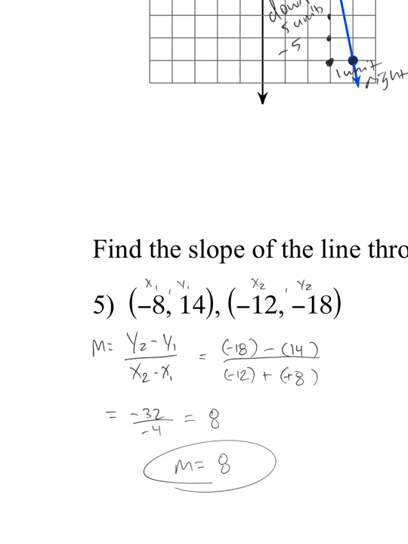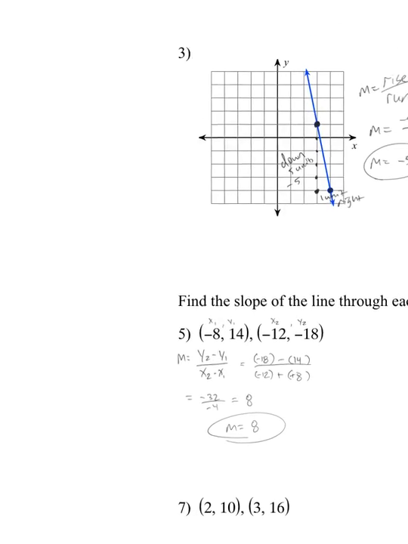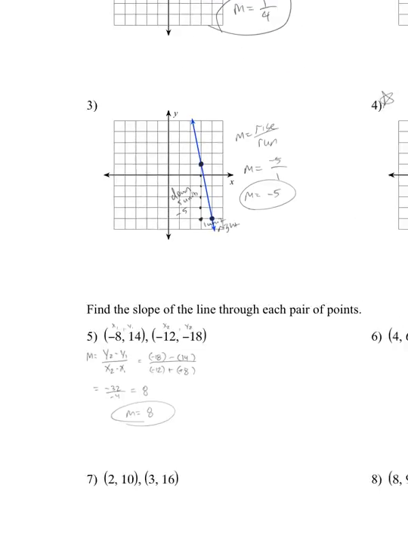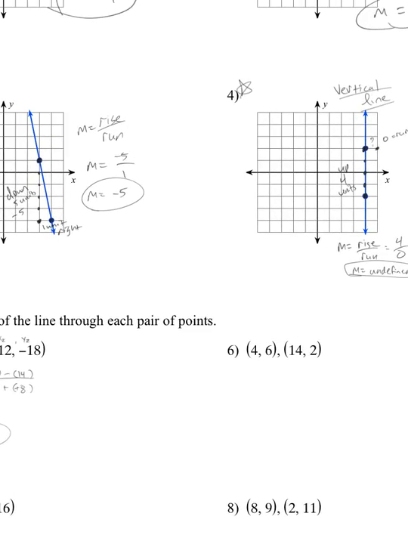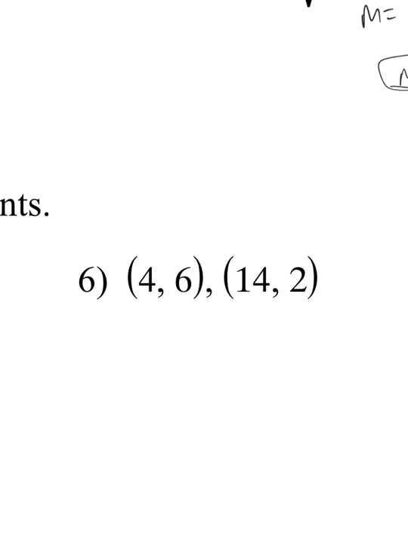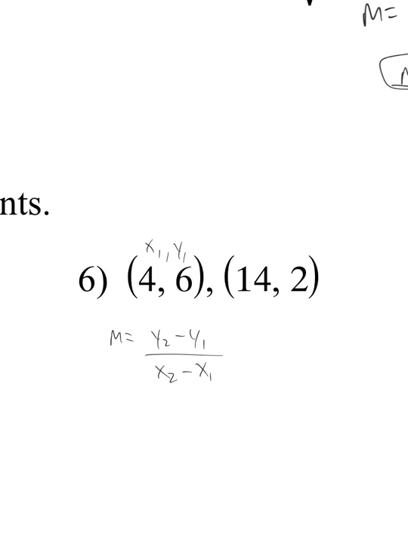Okay, guys, I want to show you one more example here. We'll take a look at number 6. Again, our formula: y2 minus y1 over x2 minus x1. So label your points, x1, y1, x2, y2. And again, anytime you substitute, guys, we need to use parentheses.